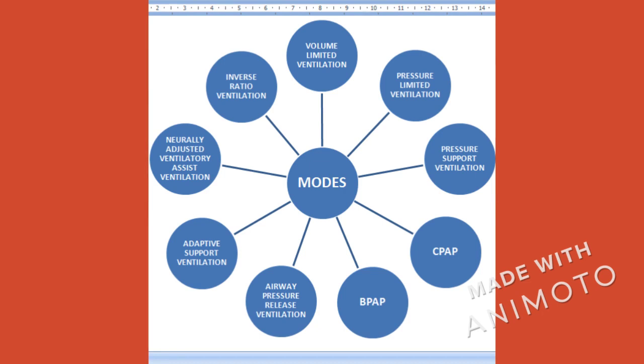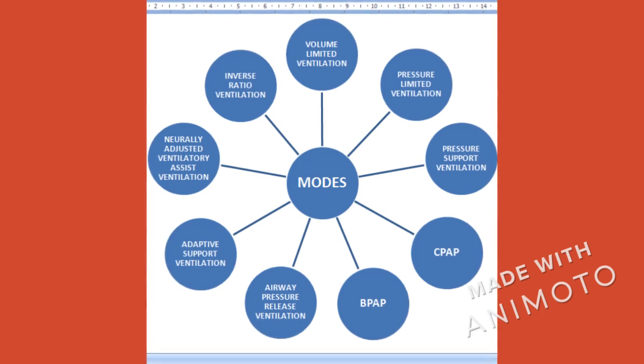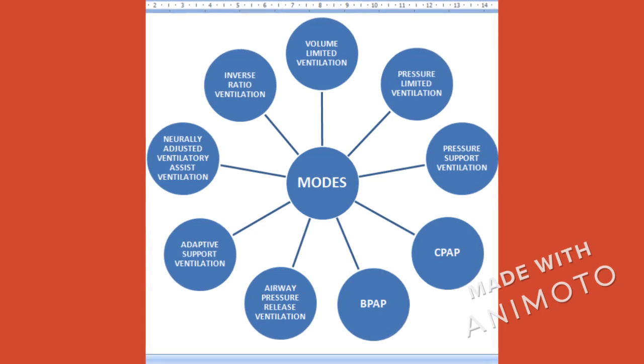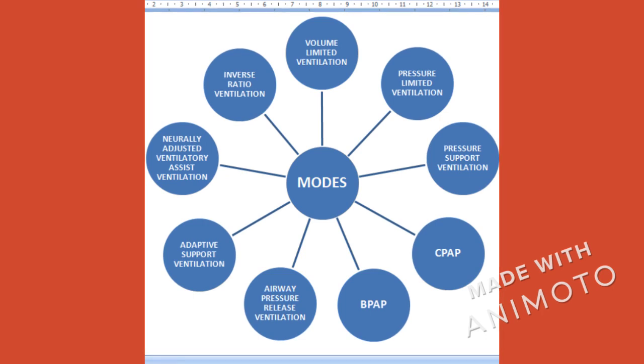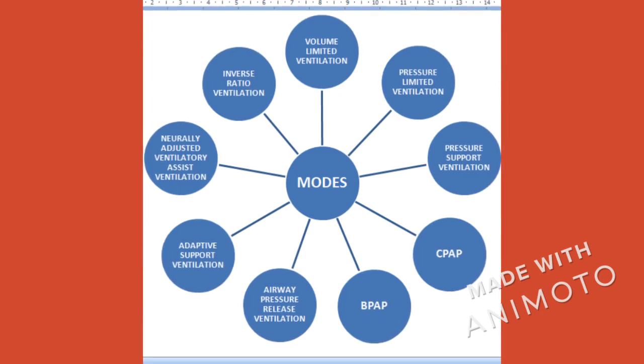There are several types of ventilator modes that are depicted in this diagram. These are volume limited ventilation, pressure limited ventilation, pressure support ventilation, CPAP, BPAP, airway pressure release ventilation, adaptive support ventilation, neurally adjusted ventilatory assist ventilation, and inverse ratio ventilation. In the upcoming videos, we are going to learn about these in detail.